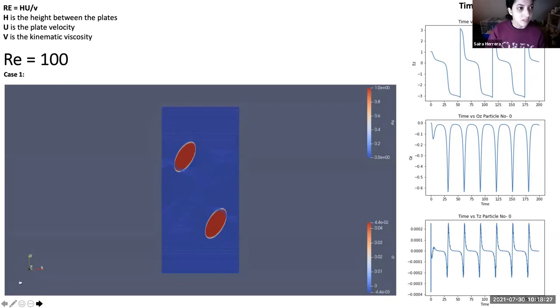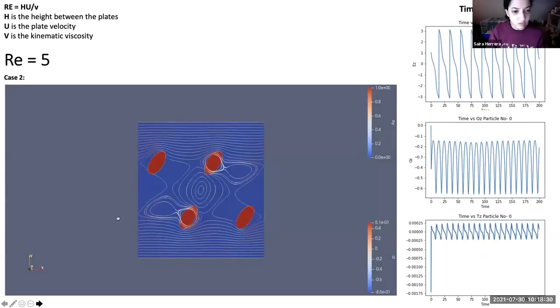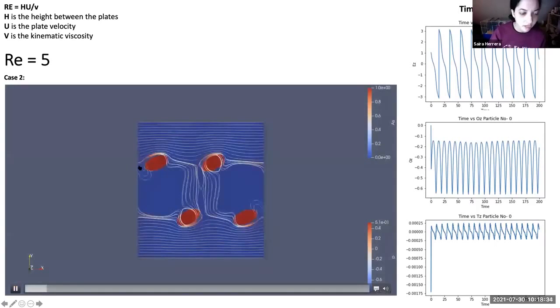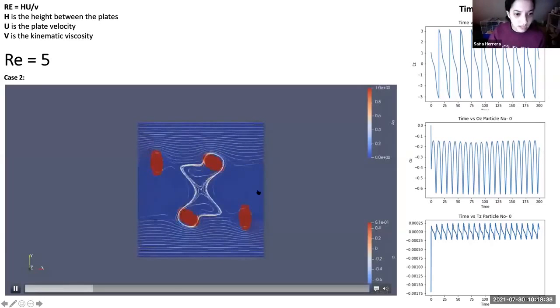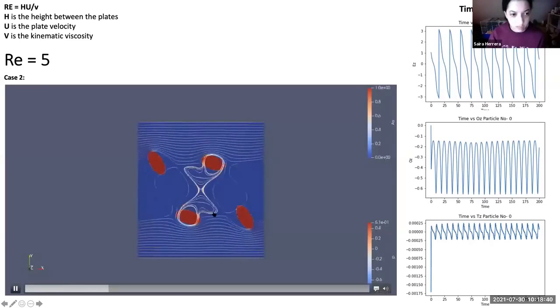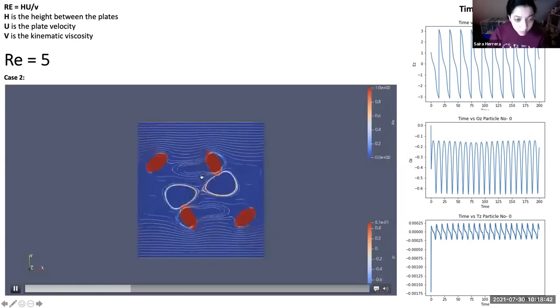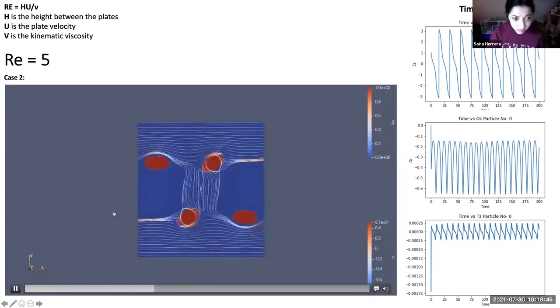Moving on to the next case, here we have 4 particles and the Reynolds number is equal to 5. I do want you guys to notice that the particle on the upper left and the particle on the bottom right are perfectly in sync, whereas these 2 particles are in sync as well.